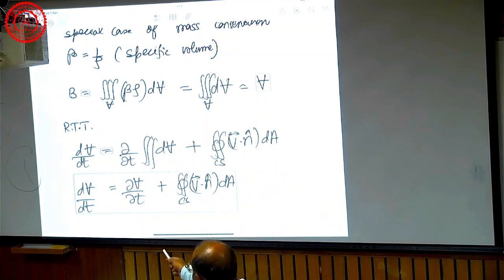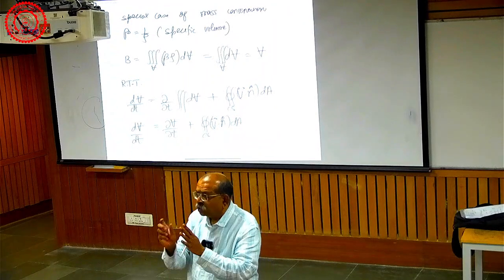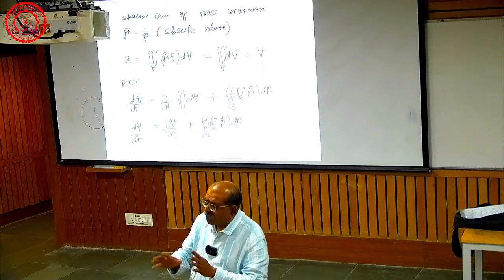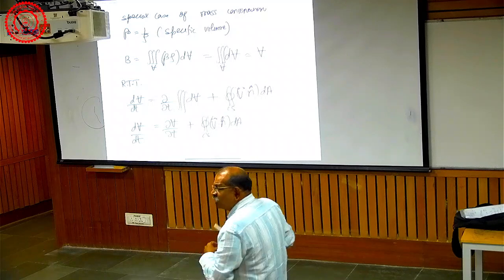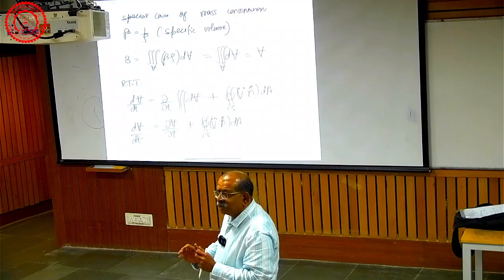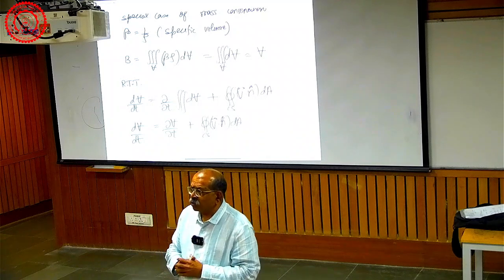What does the left hand side here represent? The rate of change of volume of all the particles which are in the control volume. Whereas the first term on the right hand side is the control volume, whether it is changing with time or not.